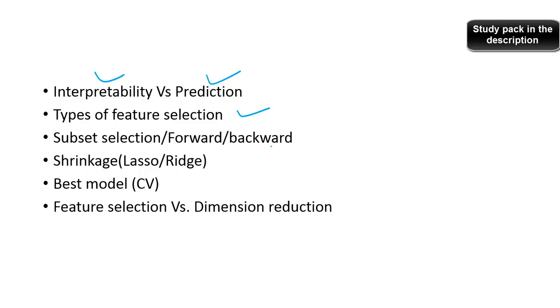Subset selection, forward selection, and backward selection are some of the types of feature selection. We'll talk about shrinkage methods or regularized regression models like lasso and ridge models. And then how do we select the best model? By doing cross validation. We'll talk about that in brief. And then finally, we'll discuss the difference between feature selection versus dimension reduction. Often people confuse feature selection with dimension reduction. So that's one important point that we'll discuss at the end of this session.